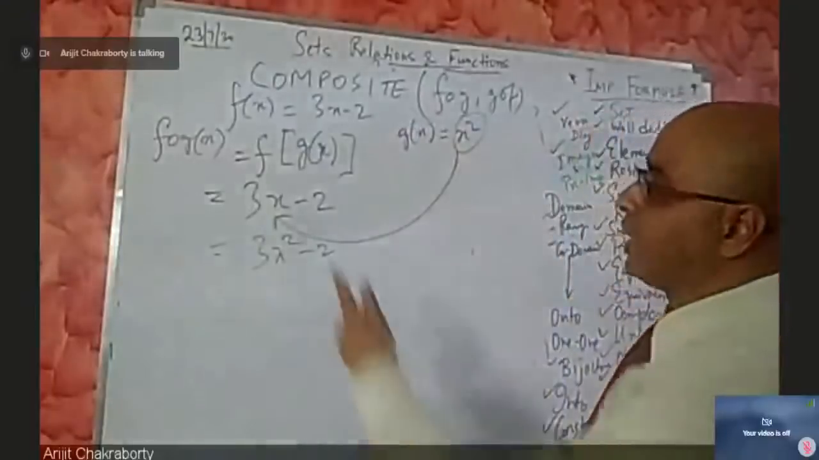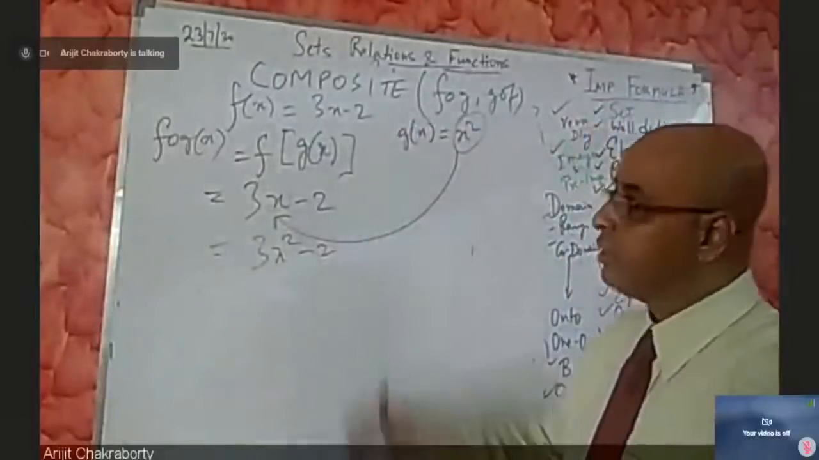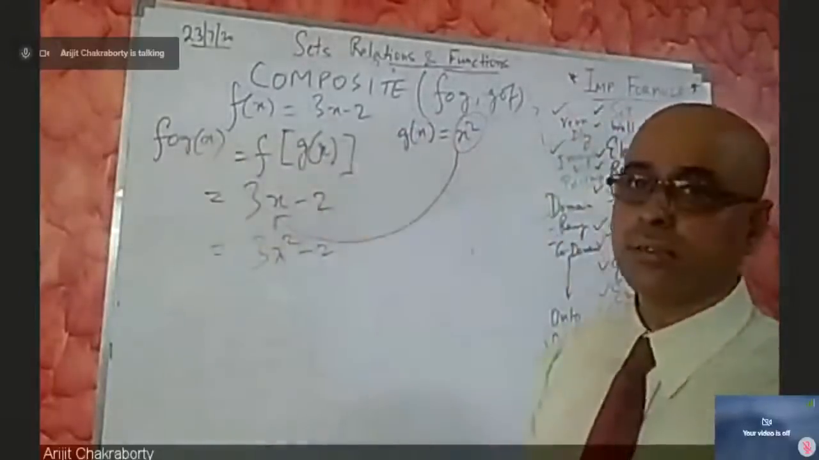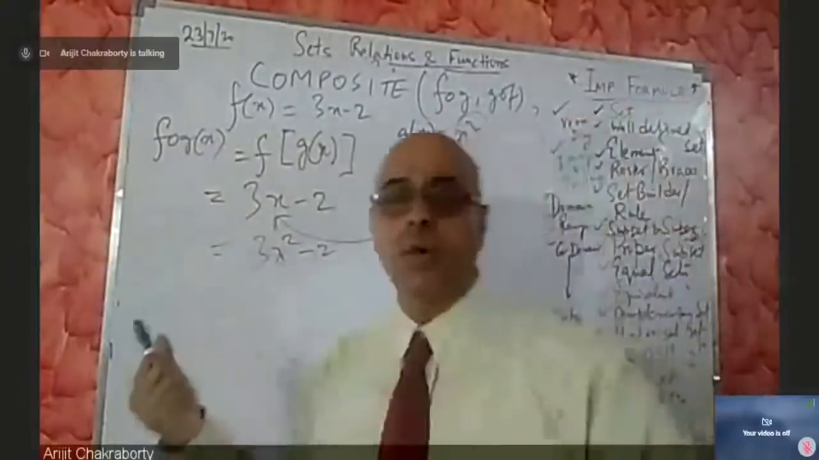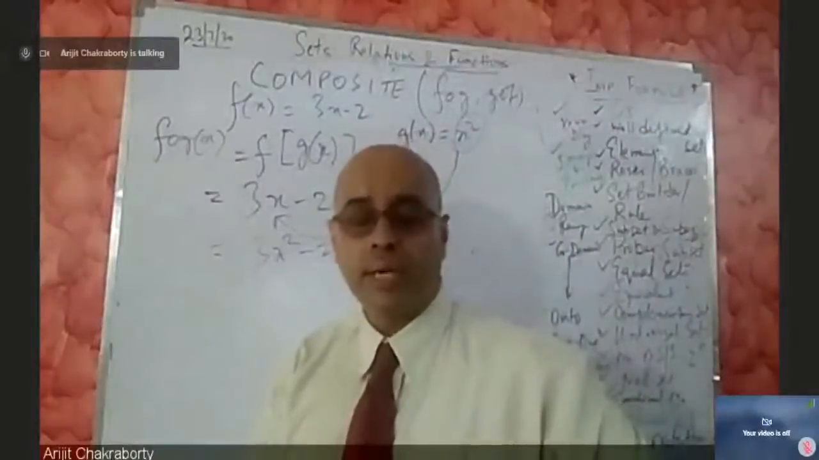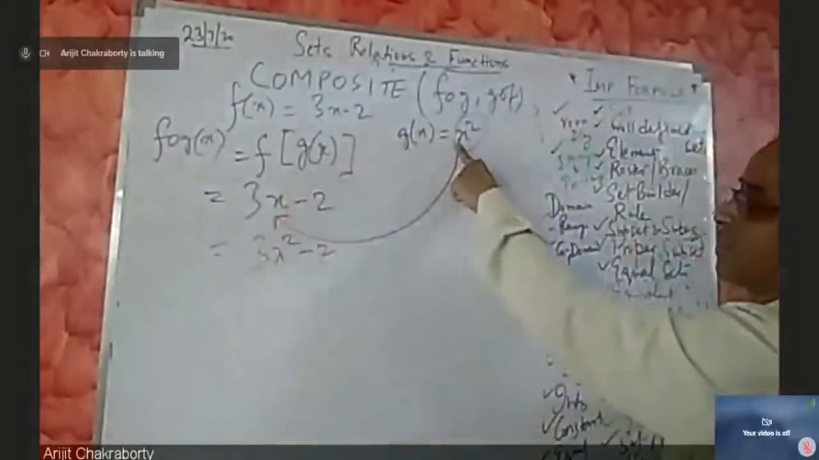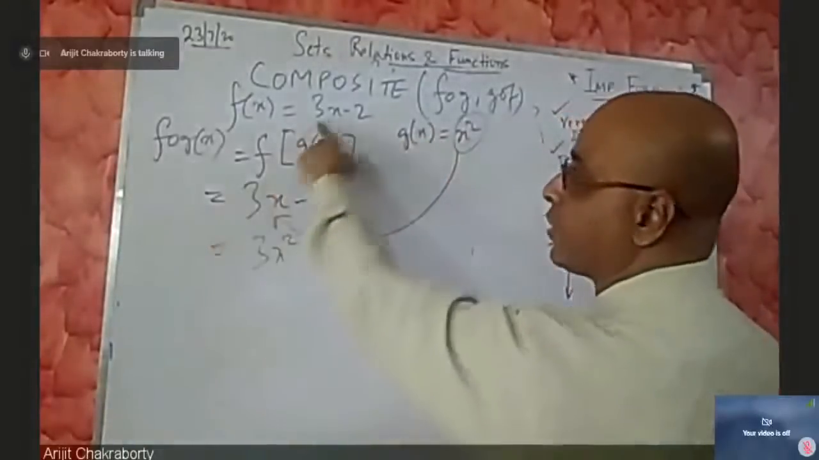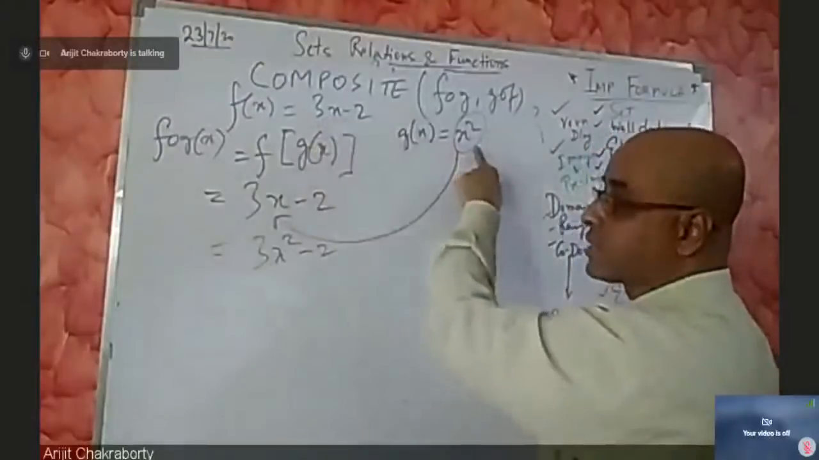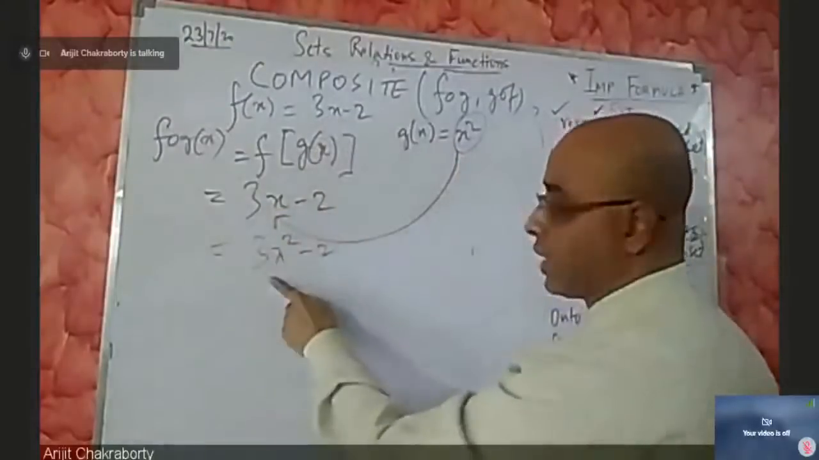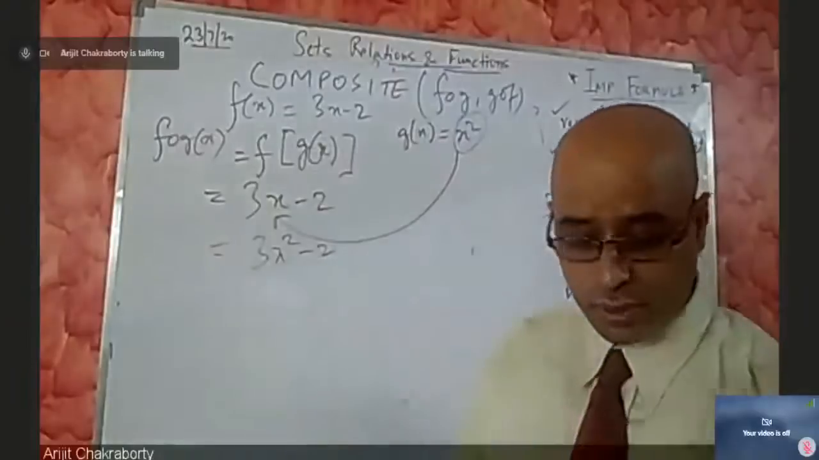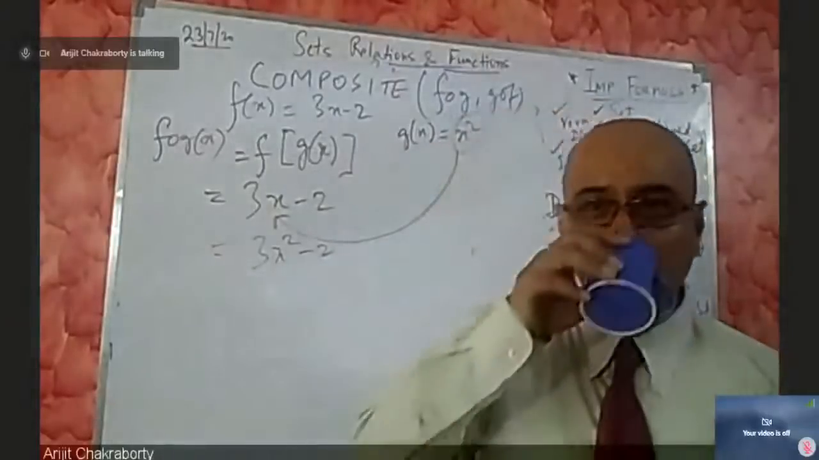Sure. F of g x. Function of x means what? If you give a value of x, you will get function of x. So here f of g x: g x you put into f x. f x is 3x minus 2. Put x square in place of x. You get 3x square minus 2. Okay.